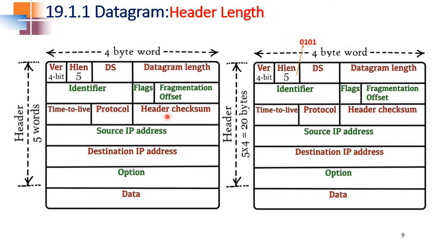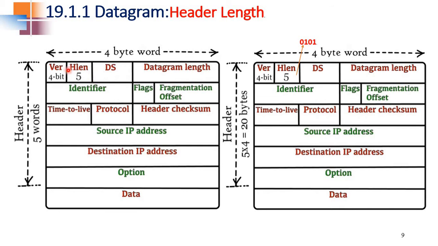First, we'll see what the byte can be. Since we are talking about version 4, suppose, for example, I'm going to take the header length as 5.